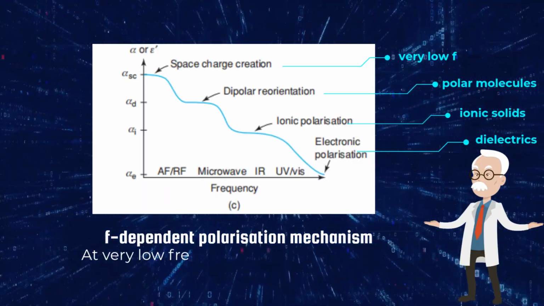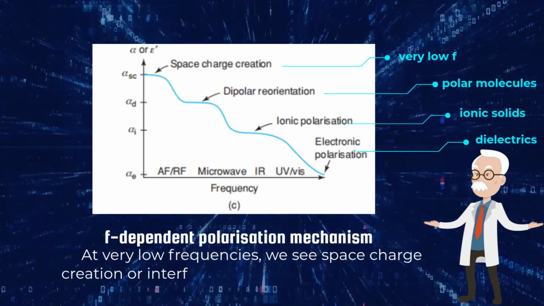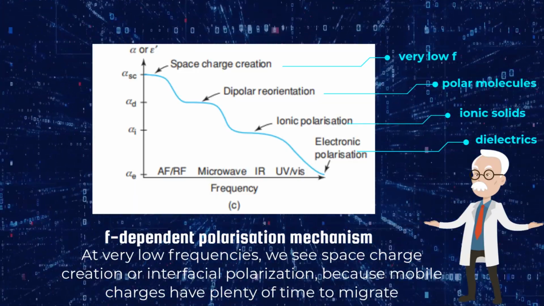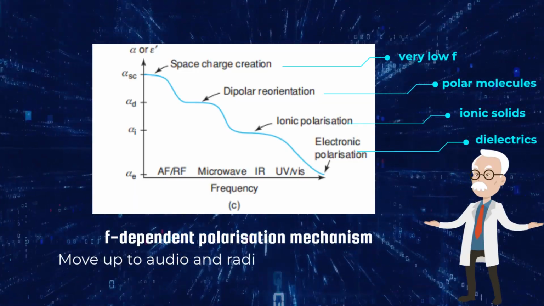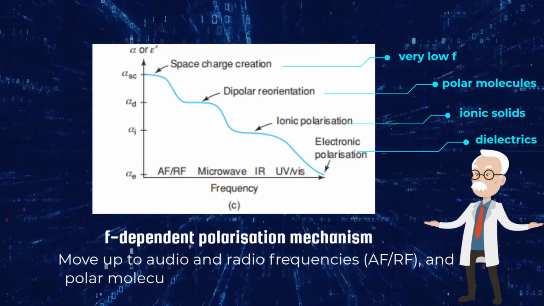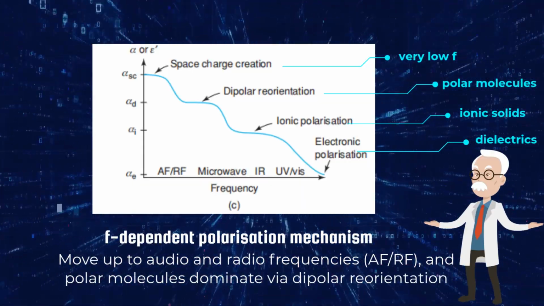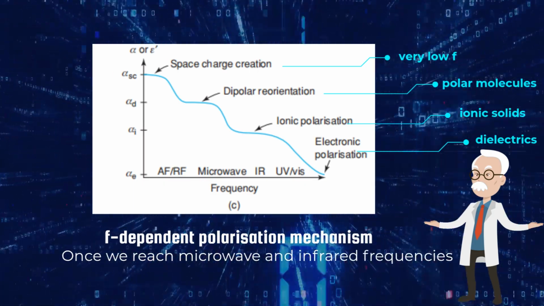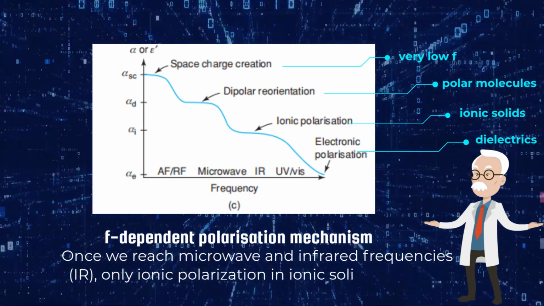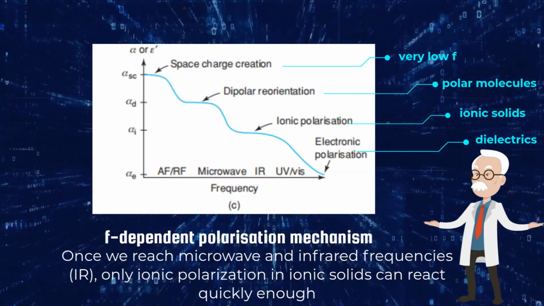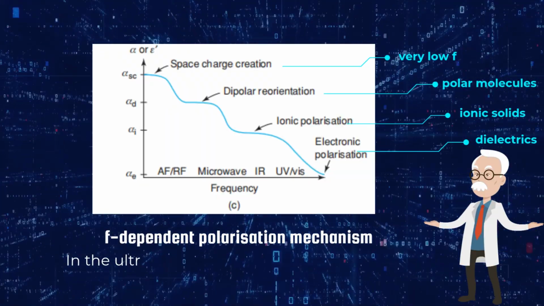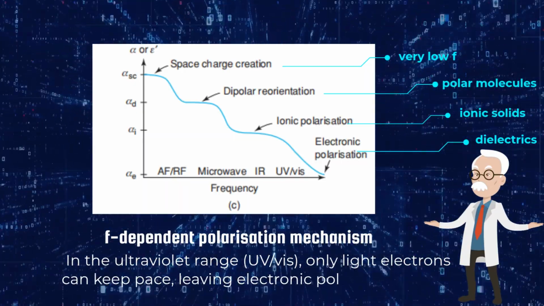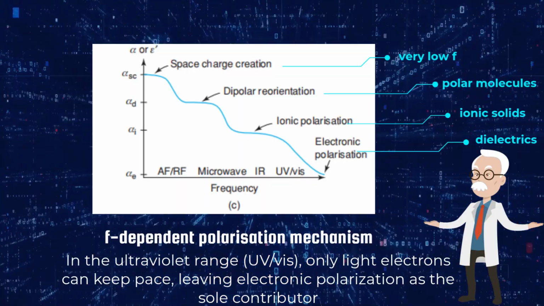At very low frequencies, we see space charge creation or interfacial polarization because mobile charges have plenty of time to migrate. Move up to audio and radio frequencies, and polar molecules dominate via dipolar reorientation. Once we reach microwave and infrared frequencies, only ionic polarization in ionic solids can react quickly enough. Finally, in the ultraviolet range, only light electrons can keep pace, leaving electronic polarization as the sole contributor.